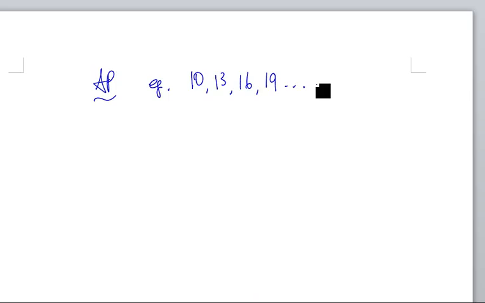Now, can anyone tell me, without referring to your notes, all look up. What's the formula for the nth term? A plus n minus 1 d.